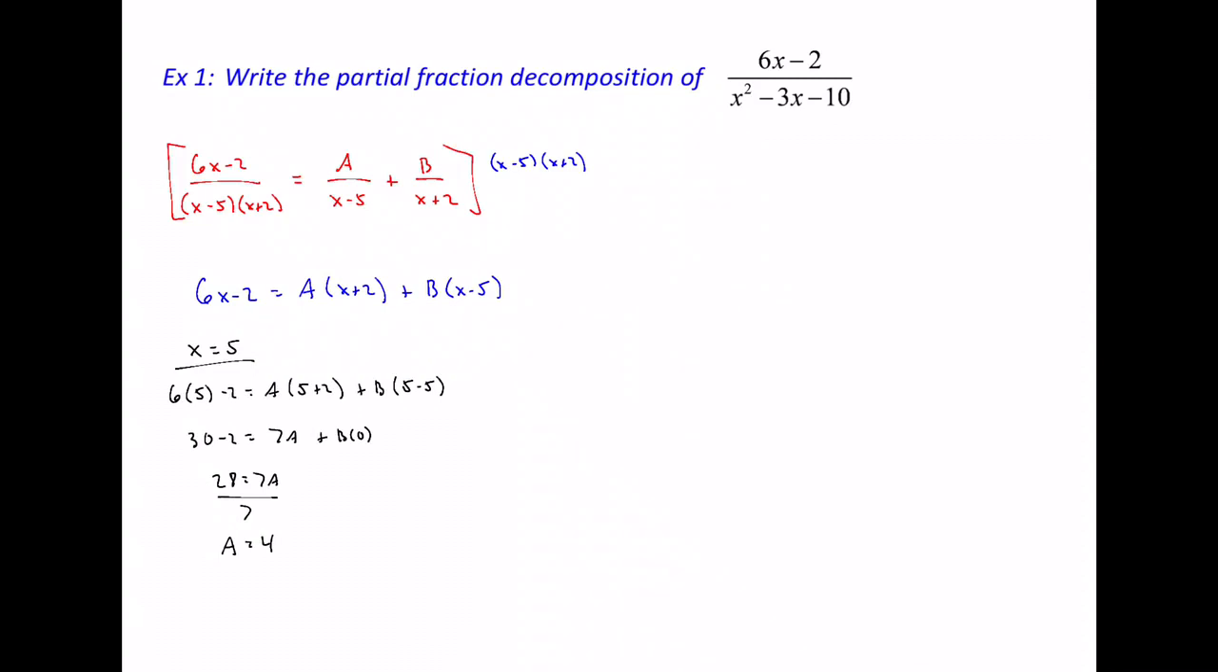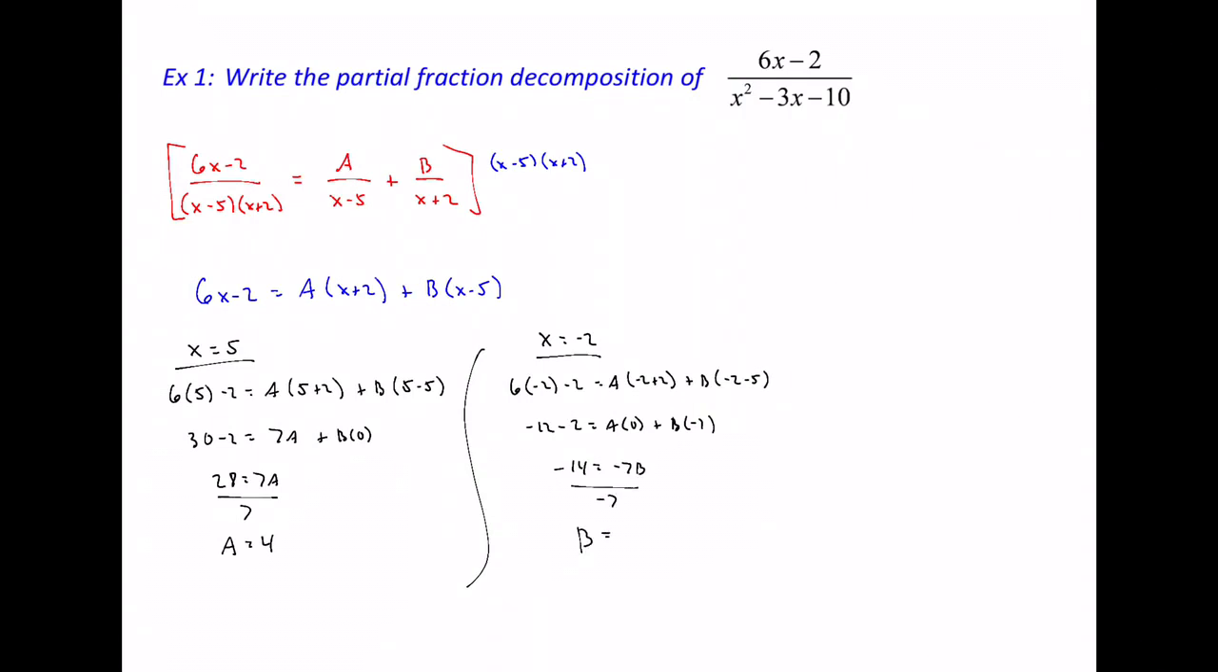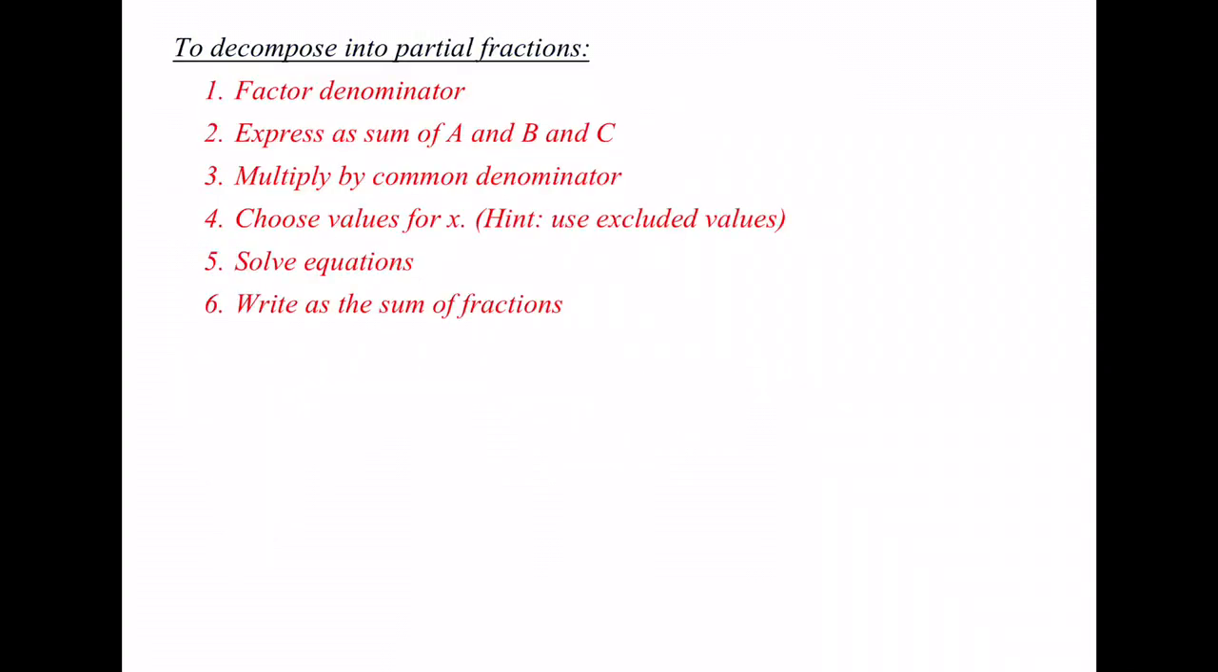Now we need to find the B value. So we will now choose our other restriction of negative 2. The same thing is going to occur, but when we plug in negative 2, it will now cancel the A variable because it'll be negative 2 plus 2. And then that will allow us to solve for the variable B. So we get negative 12 minus 2 is equal to A times 0, so that's the A canceling, and then B times negative 7. So we get negative 14 equals negative 7B, divided by negative 7, and B is equal to 2. So we have now found the A and B values.